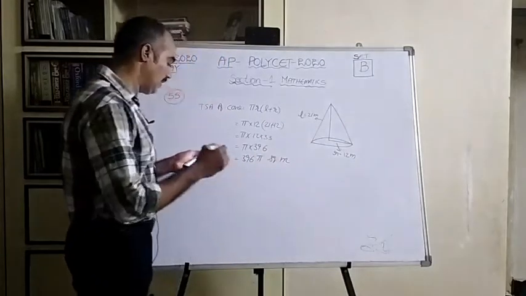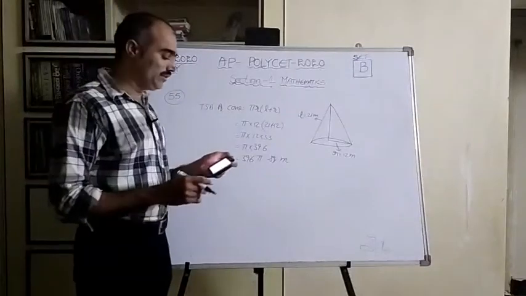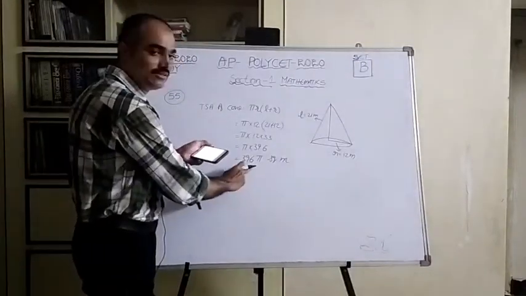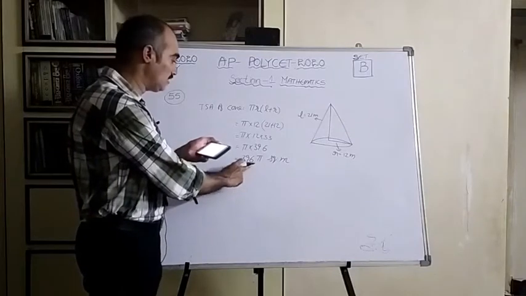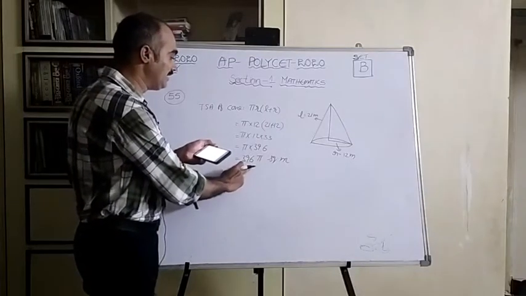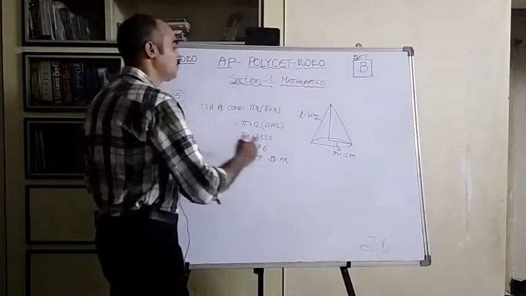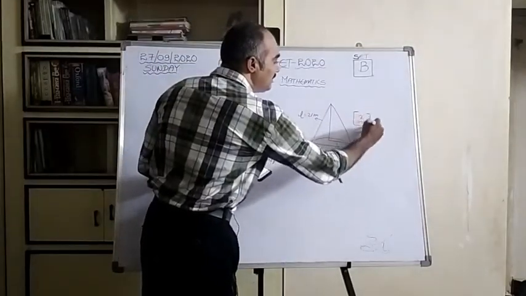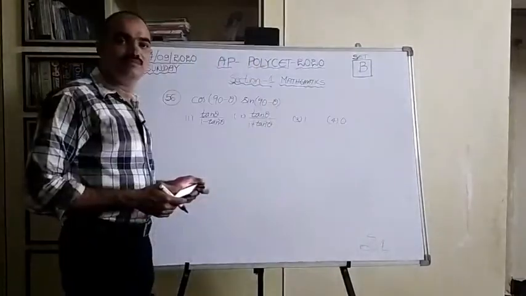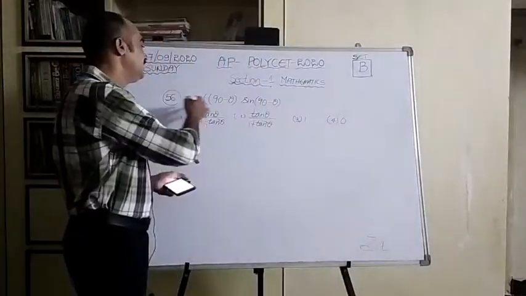Now let us see the options here. The first option is 252 pi square meter, that is not the correct option. 504 pi square meter, that is the second one, that is also wrong. The third one is 396 pi square meter. So for this question 55, option 3 is the right one. Okay, now let us see the next question, question number 56.